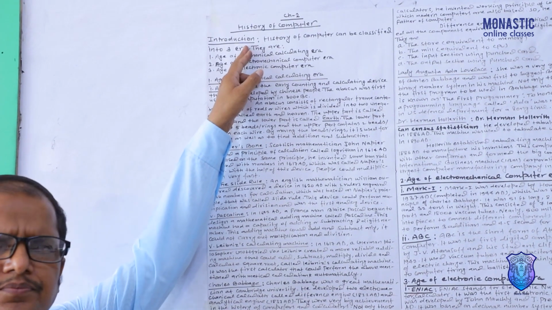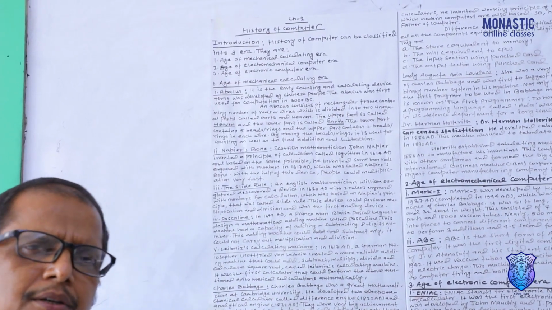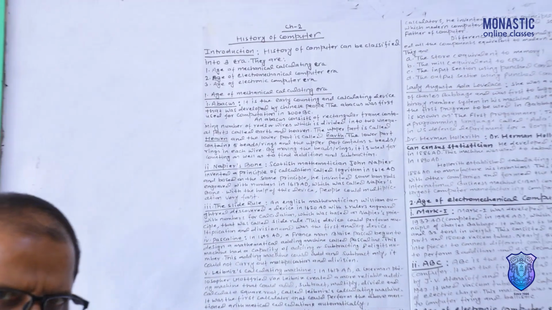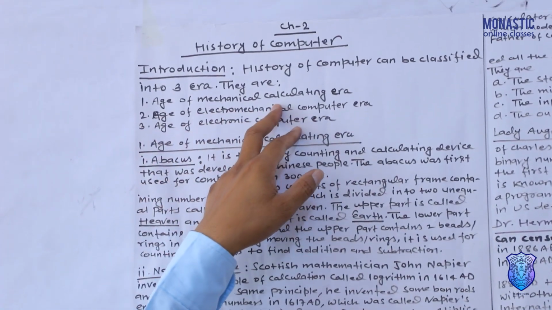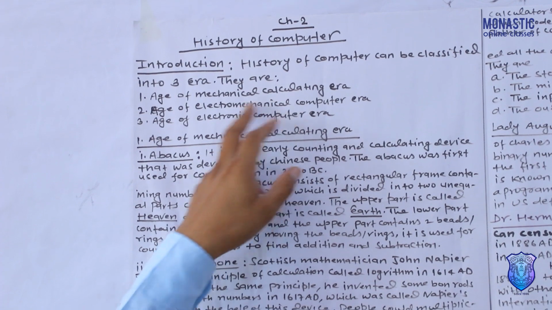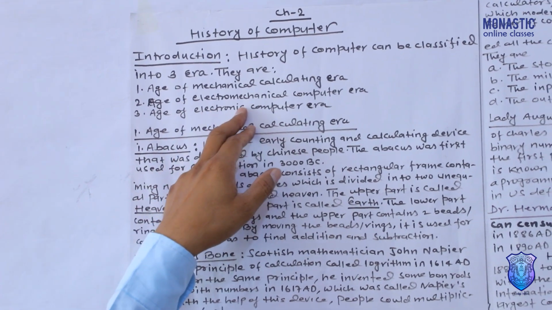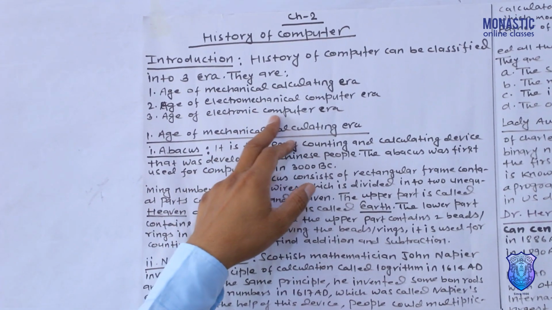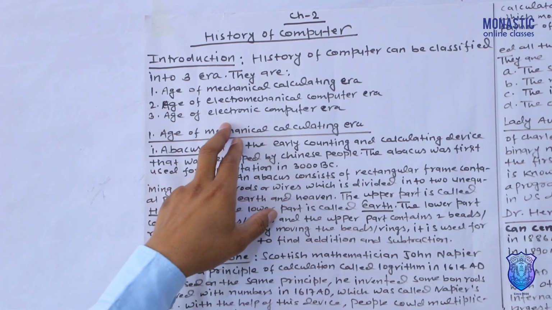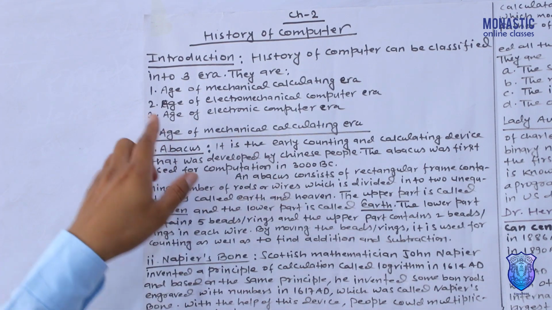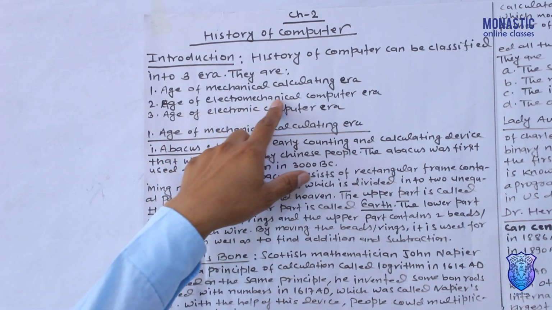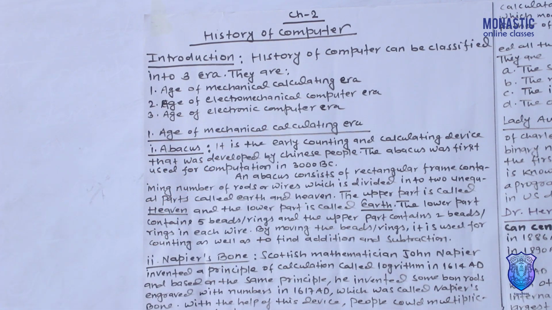The history of computer is classified into three eras. They are: number one, the age of mechanical calculating era; number two, the age of electromechanical computer era; and the age of electronic computer era. First one, the age of mechanical calculating era.